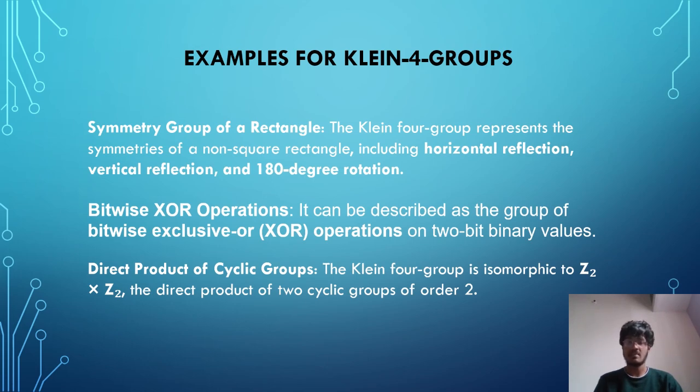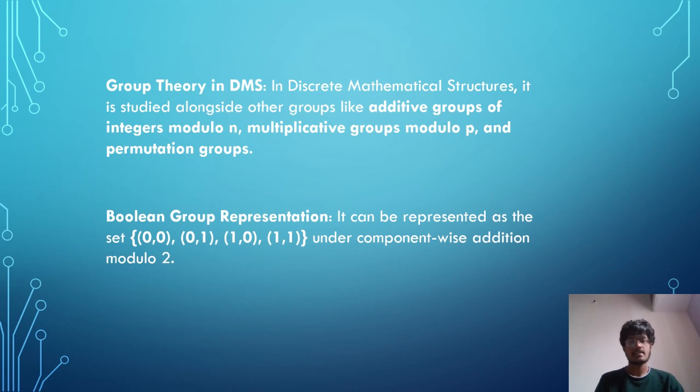Next one is a direct product of cyclic groups. The Klein 4 group is isomorphic to Z2 cross Z2, the direct product of two cyclic groups of order 2. This is one of the main examples of the Klein 4 group. Next is the continuation part of the examples. Next, group theory in discrete mathematics structures.